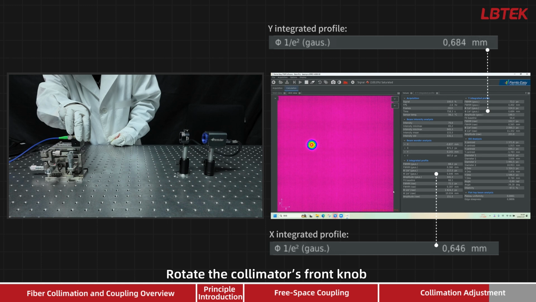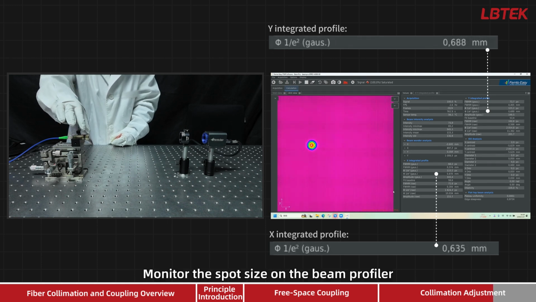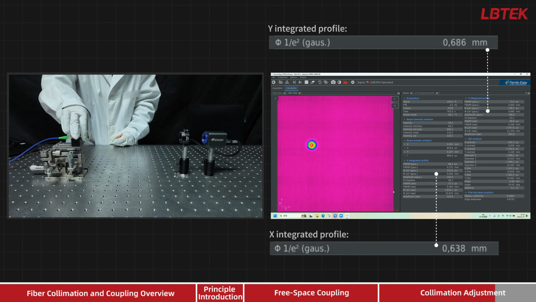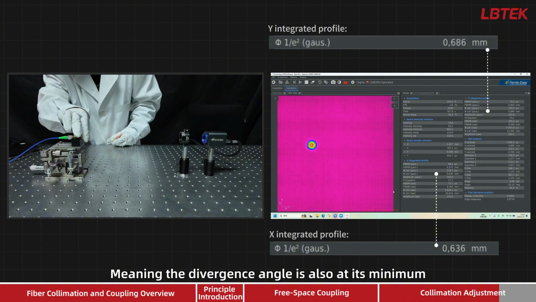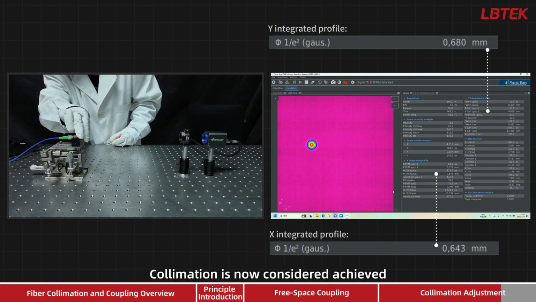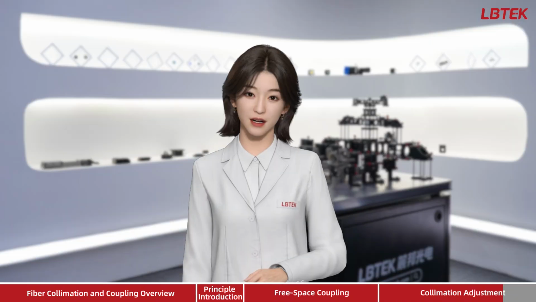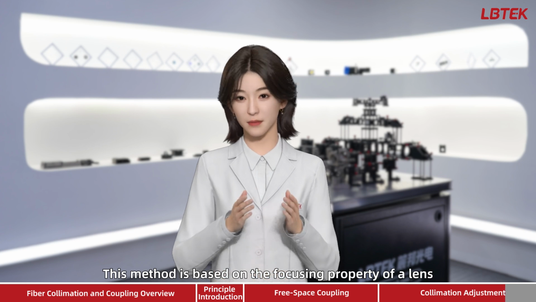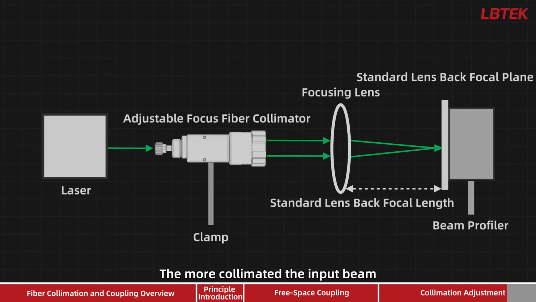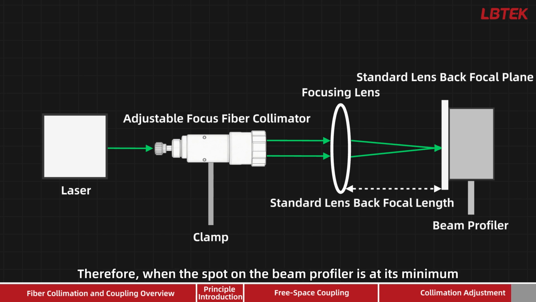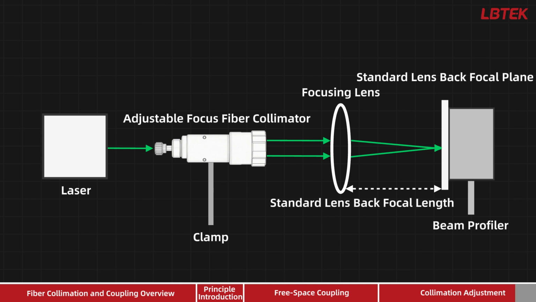Rotate the collimator's front knob to adjust the internal lens spacing. Monitor the spot size on the beam profiler. When the spot reaches its minimum, meaning the divergence angle is also at its minimum, collimation is now considered achieved. This method is based on the focusing property of a lens. The more collimated the input beam, the smaller the focus spot size. Therefore, when the spot on the beam profiler is at its minimum, the input beam is most nearly collimated.